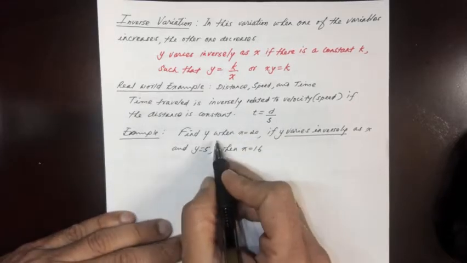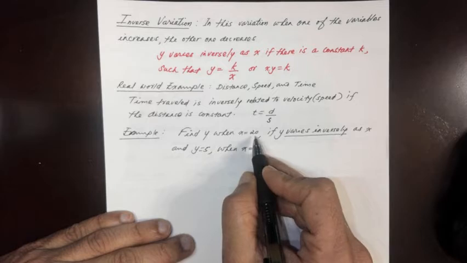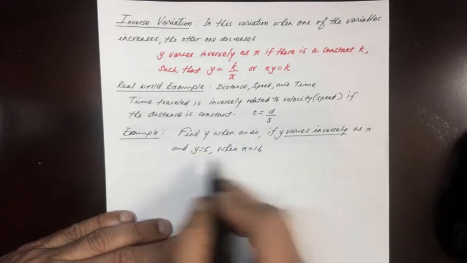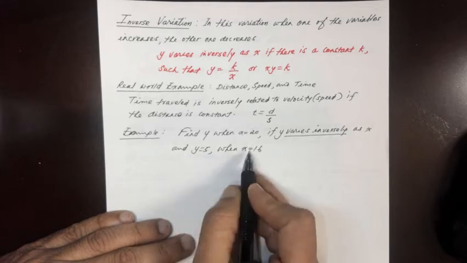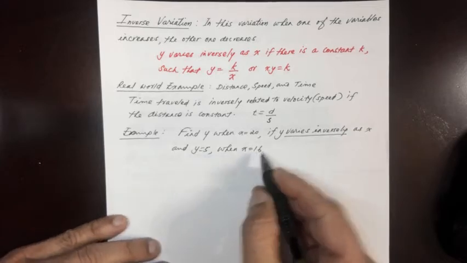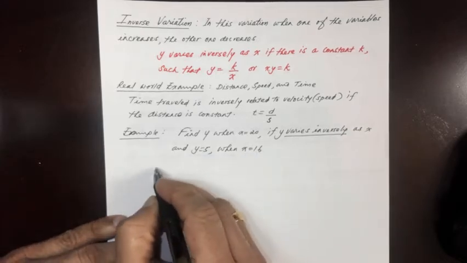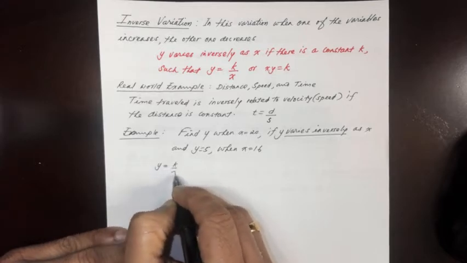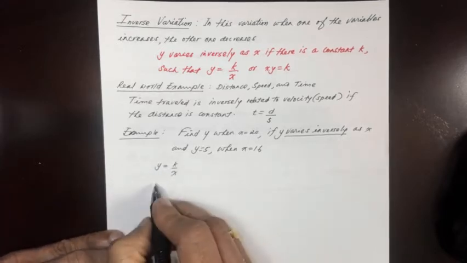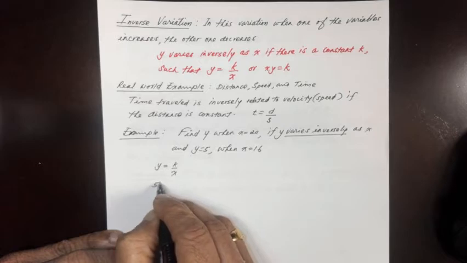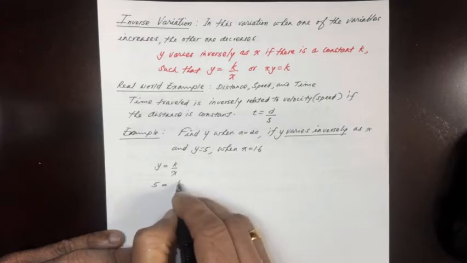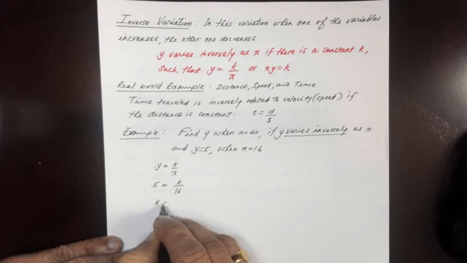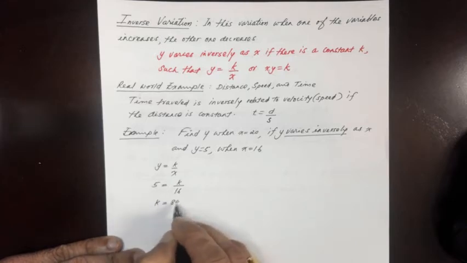Example. Find y when x is equal to 20 if y varies inversely as x, and given y is equal to 5 when x is equal to 16. So first let's write the relation. y is equal to k over x, and we know y is equal to 5, and x is equal to 16, so we know k is equal to 5 times 16, 80.